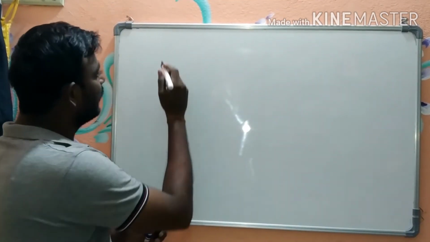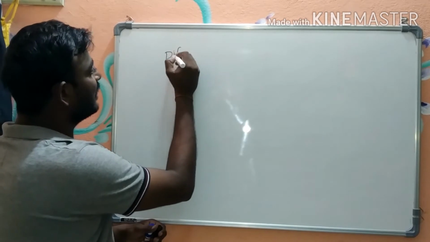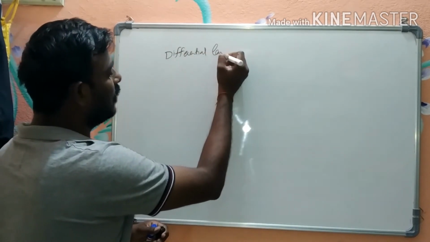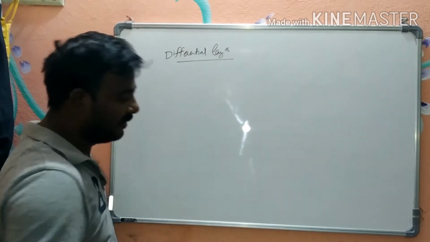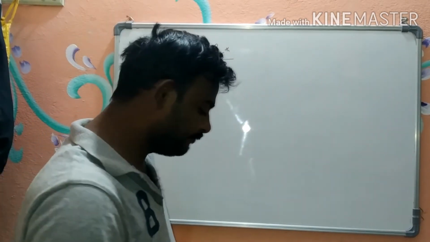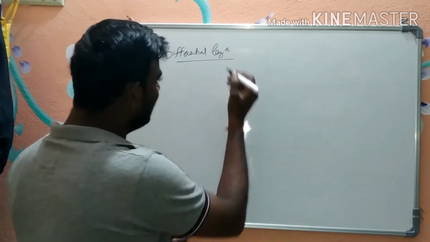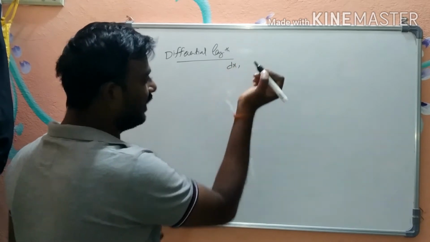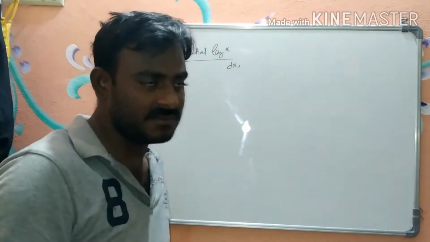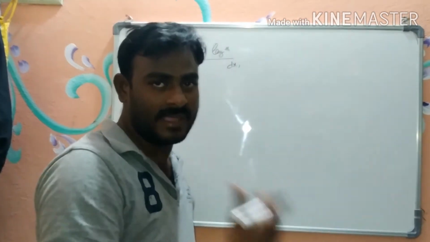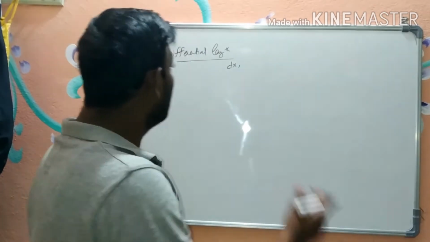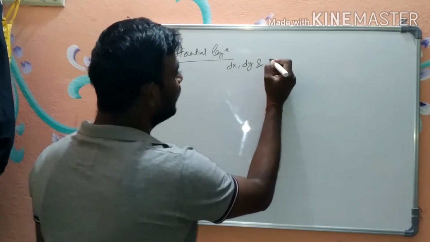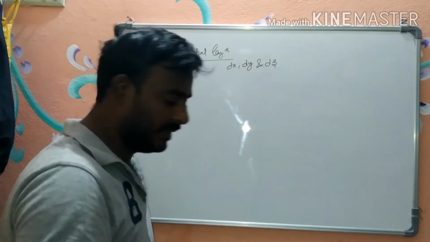First, we will see how to write a differential length. Here, the differential length in the Cartesian system contains three variations, because in the Cartesian system the coordinates are x, y, and z. Hence, the differential length can be in terms of dx, dy, and dz.